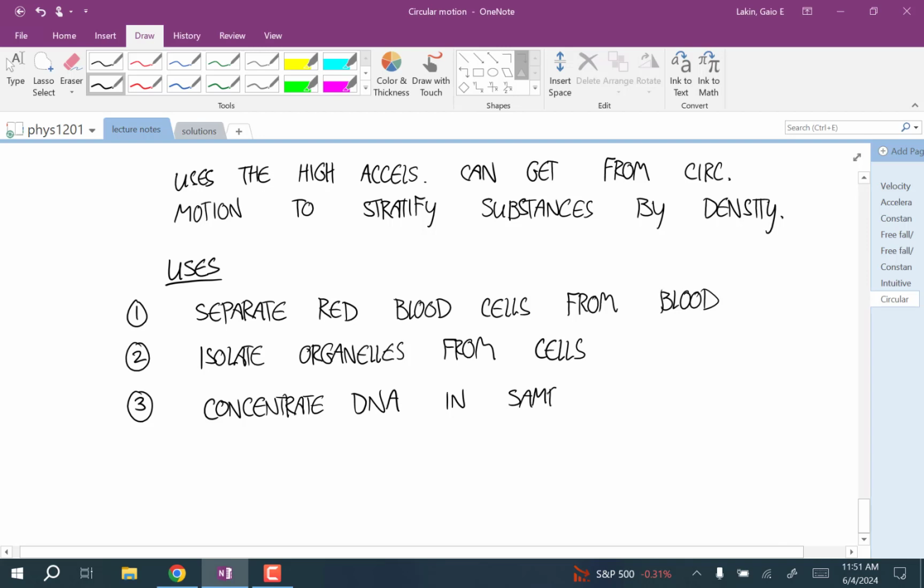And all of these work the exact same way. You put the sample in the centrifuge, you spin it, and the denser materials will move farther out from the center of the circle. And that will create layers of materials by density.